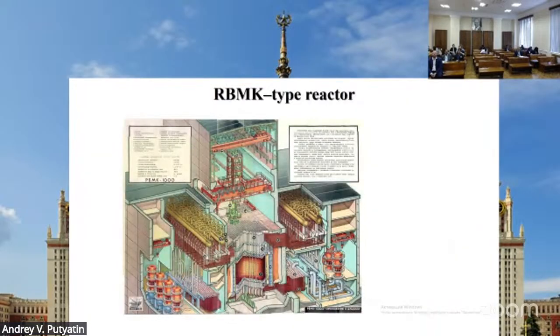So let's go now to some typical reactors like the RBMK-type reactor. So this is a large building. You have an actual reactor core, which is in the center, in the heart of the reactor building.